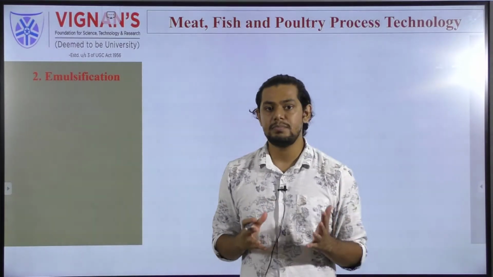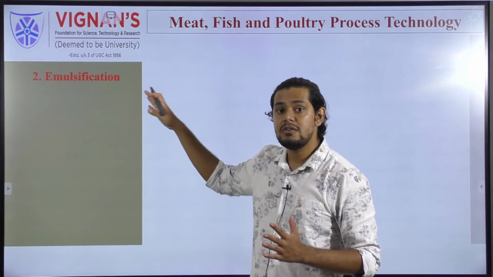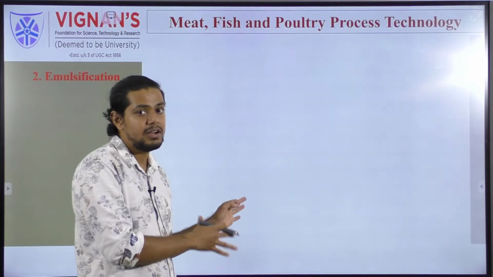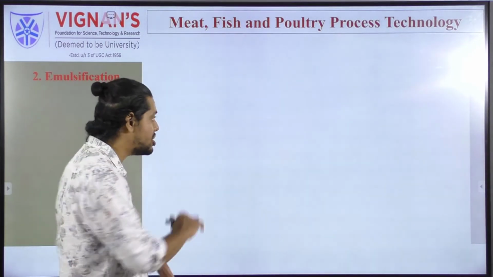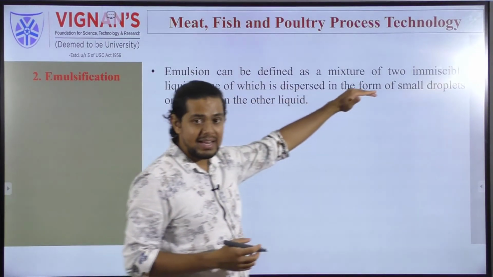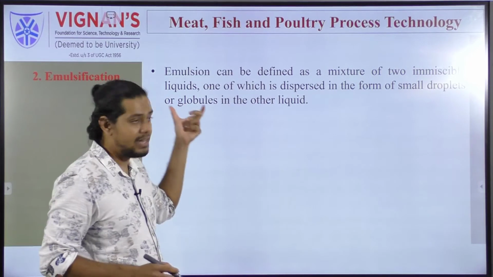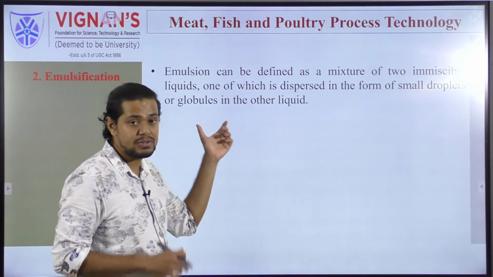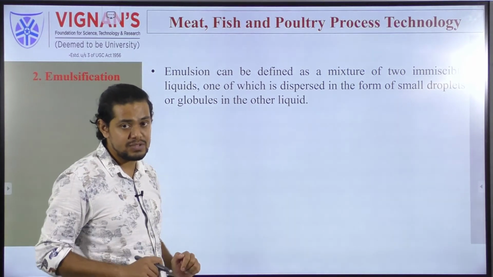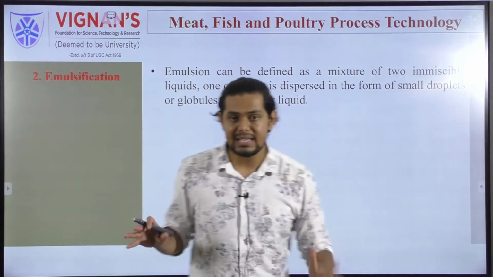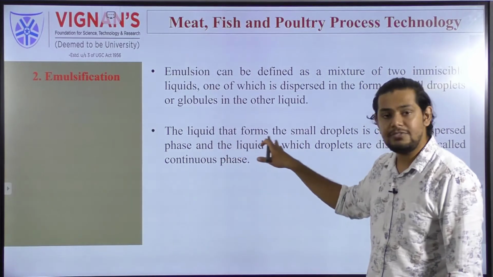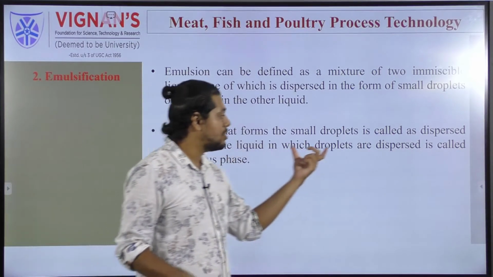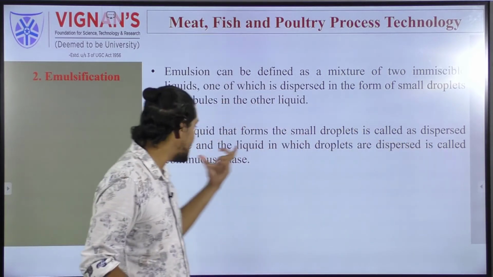Okay, so the next important processing step is the emulsification of animal fat. So how exactly does emulsification happen? Let us understand this process by defining what exactly an emulsion is. An emulsion can be defined as a mixture of two immiscible liquids, of which one is dispersed in the form of smaller droplets or globules in the other liquid. That is the definition of emulsion as far as meat products are concerned. The liquid that forms the smaller droplets is called the dispersed phase, and the liquid in which the droplets are dispersed is called the continuous phase.